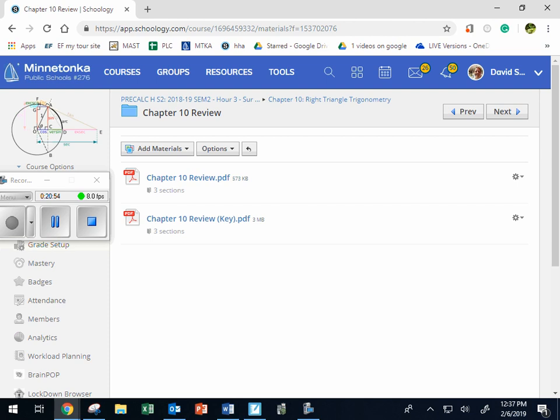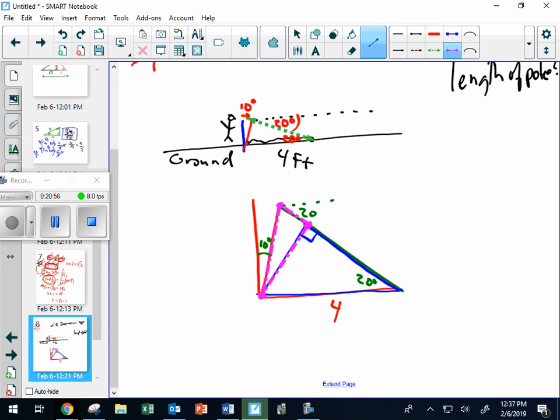All right, so let's finish up that question that we were doing right here. First of all, I hope you know that these two would have to add up to 90, and therefore this must be 70. And if that's 70 and that's 10, then that means this one must be 10 also. How many of you were able to figure that out? Awesome. And now I could just use the pink triangle if I had a side of it, but I don't.